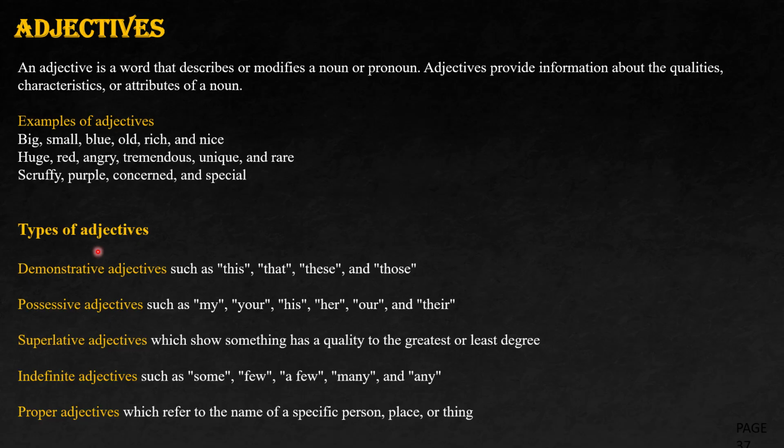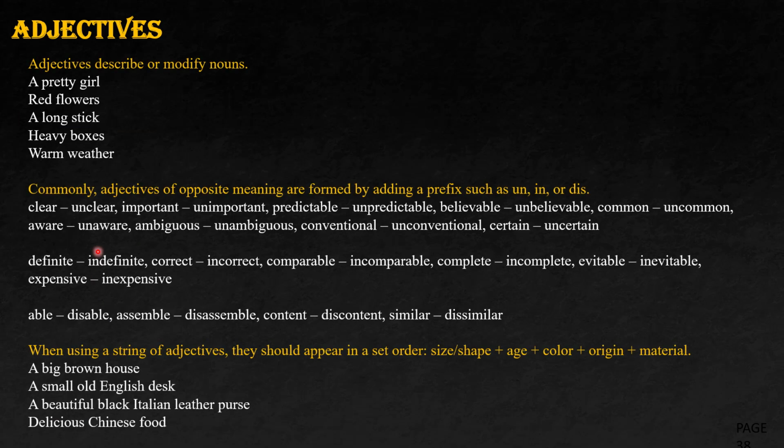Indefinite adjectives such as some, few. So it is there, but we don't have the quantifying factor. Many, any. Proper adjectives refer to the name of a specific person, place, or thing. Okay, remember that. Now examples of adjectives: a pretty girl, the red flowers, a long stick, heavy boxes, warm weather. So these are a few examples.